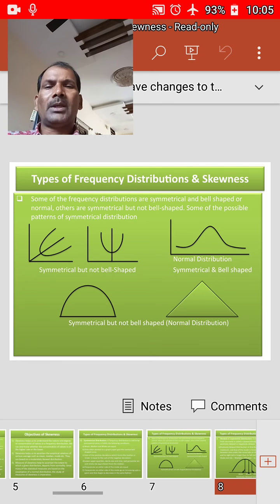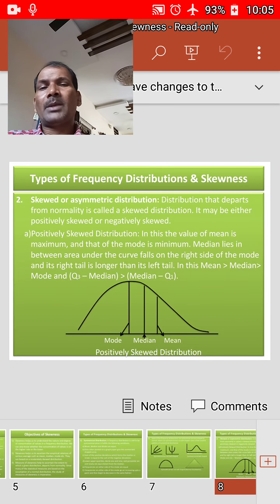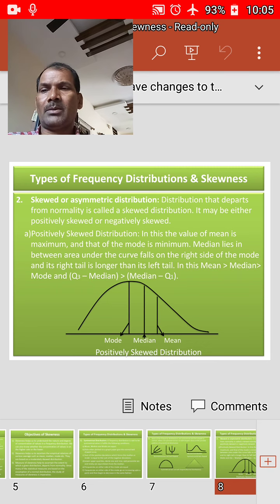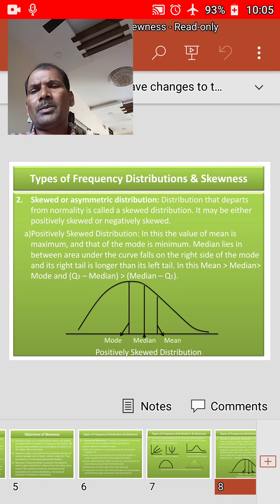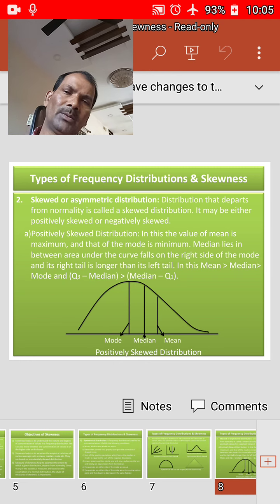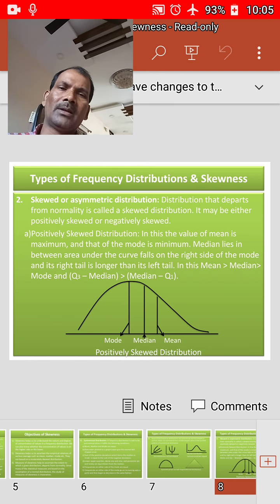Now we'll see types of frequency distributions and skewness. So the second will be the skewed and asymmetric distribution. Any distribution that departs from normality is called a skewed distribution. If a given distribution differs from the normality, we can say it is skewed. To what extent it is skewed will be compared.